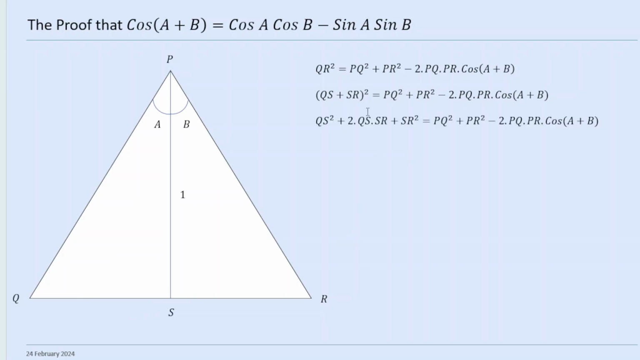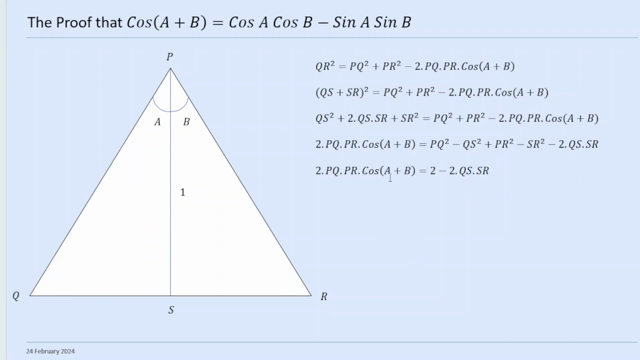And the next thing we've done is to expand this bracket here: QS squared plus 2 QS SR plus SR squared. Now there's some rearrangement. We have added this term, 2 PQ PR cos A plus B, to both sides. We have taken QS squared and SR squared from both sides. And then, by Pythagoras' theorem, we've observed that PQ squared minus QS squared is 1 squared, which is 1. And PR squared minus SR squared is 1 squared, which is also 1. So we've got 2 here. We divide through by 2.